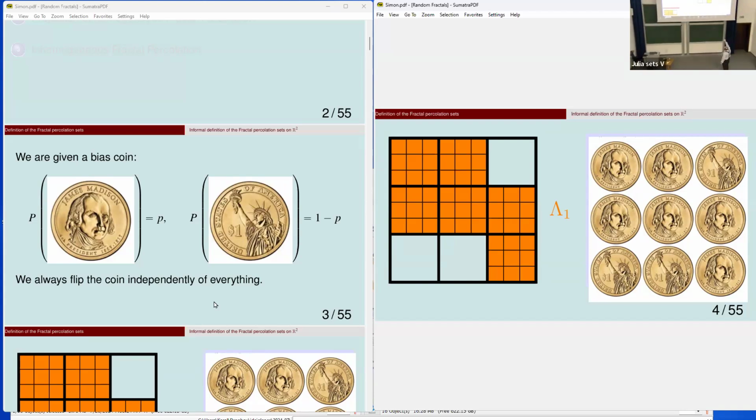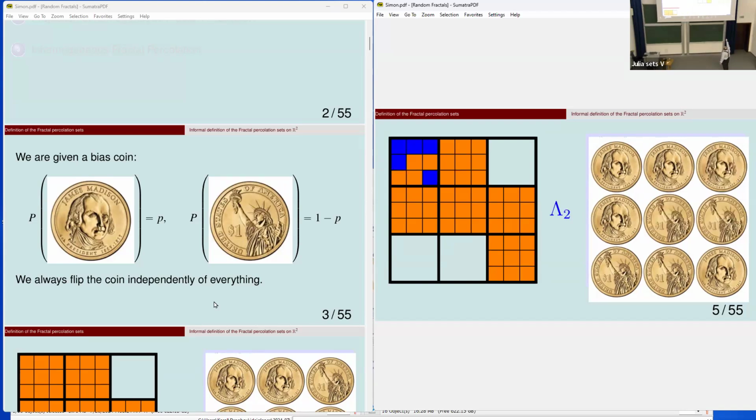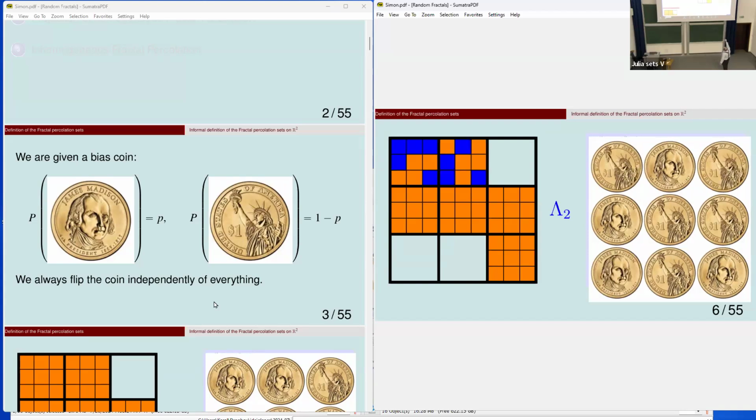Each of the retained squares is divided into exactly M squared, that is 9 congruent copies, and for each of them we toss the coin. So first we focus on this first square. What you see here is James Madison in the right bottom corner and this L shape. That's why these squares are retained. This is Lambda 2, which simply means that we are building Lambda 2. And then you focus on the second square, and you toss the coin for the second square.